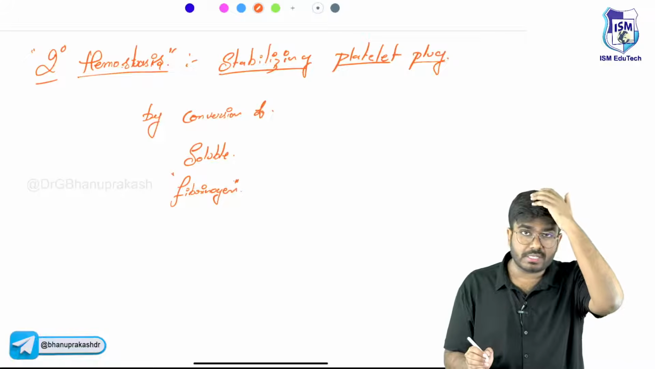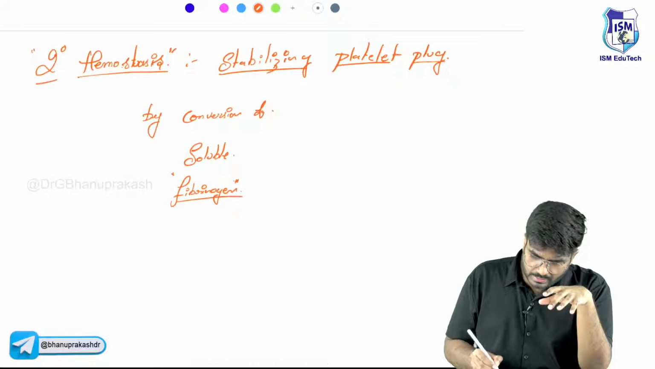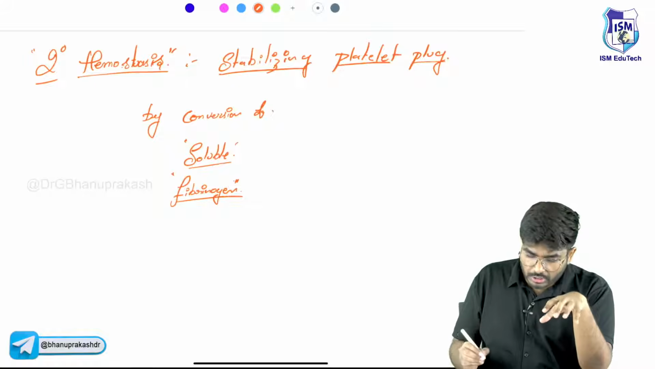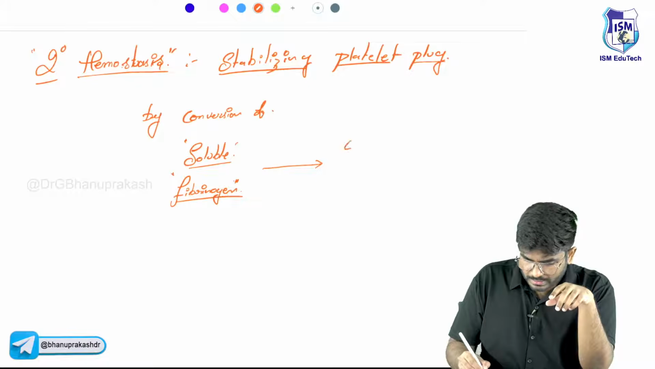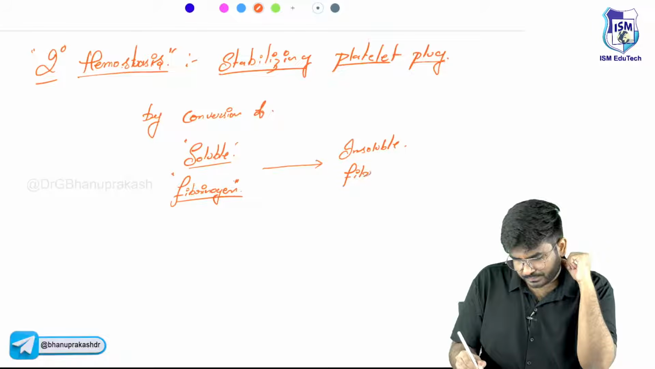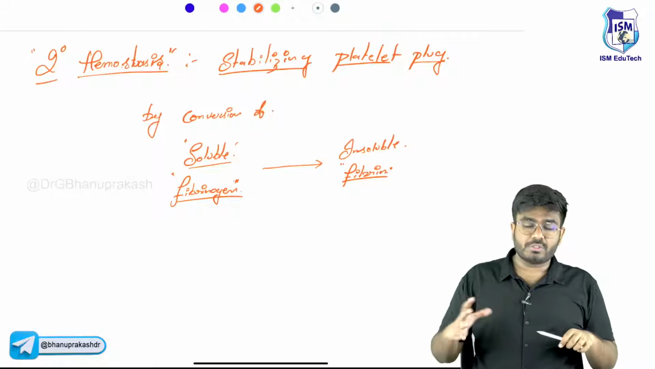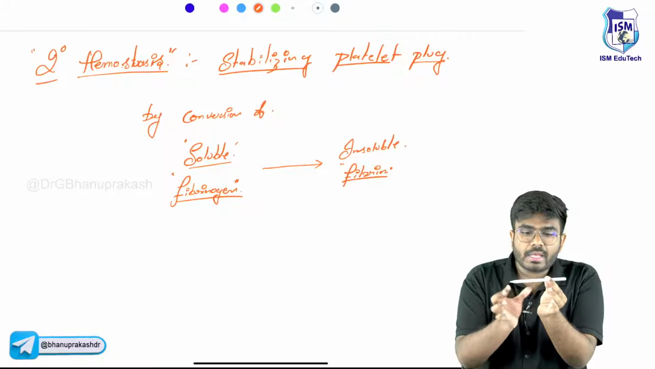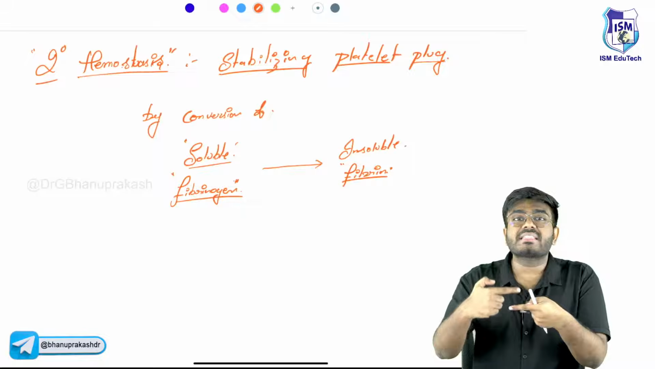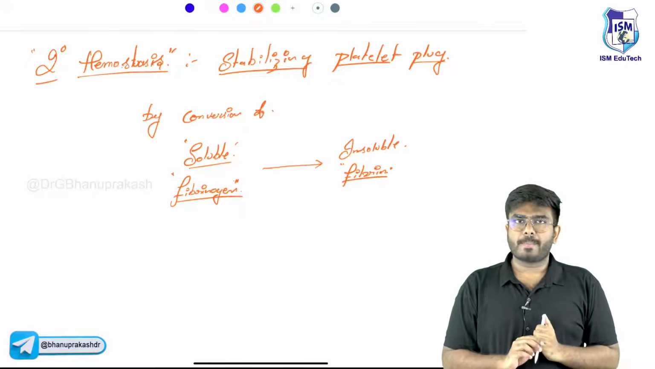See, in your blood, the fibrinogen, the first clotting factor, is soluble in nature. It's just like liquid. Now the soluble fibrinogen should be converted into insoluble fibrin. Soluble fibrinogen is going to become insoluble fibrin. These fibrin strands are going to act like cement. They make the platelet plug stronger. How this will happen, I will explain to you.